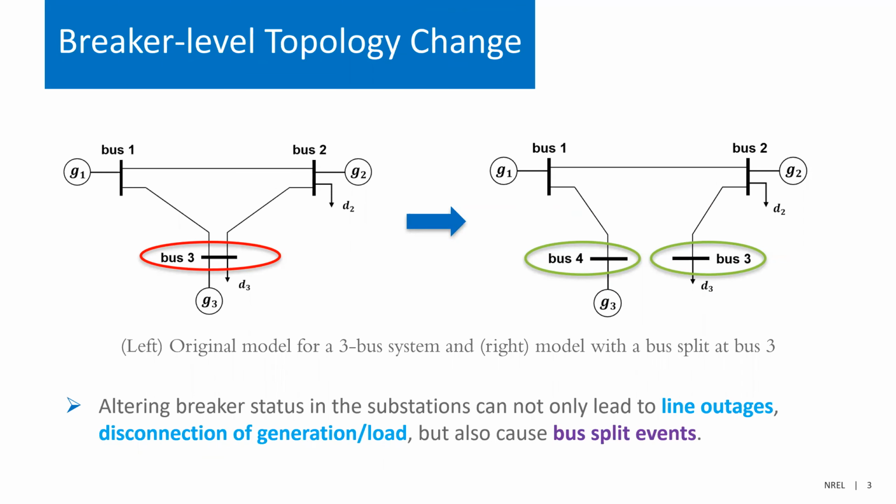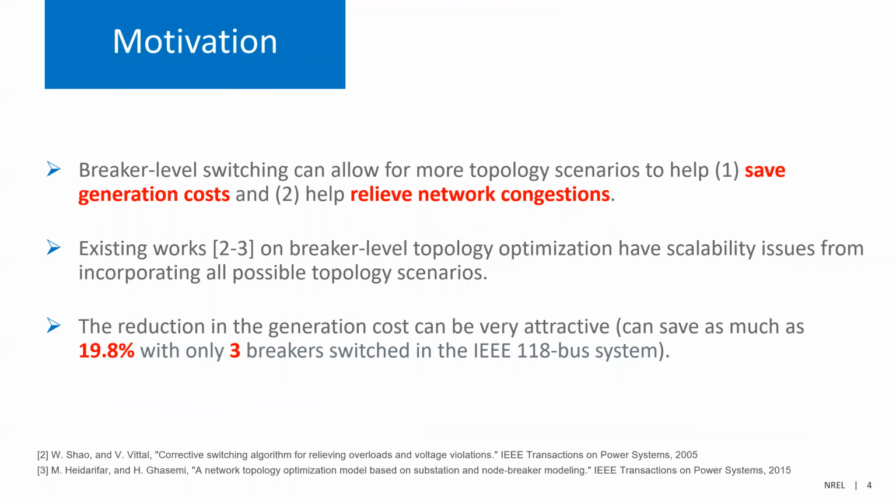As we know, altering the breaker status in substations can not only lead to line outages and disconnection of generation and load, but it can also give rise to bus split events. In these two figures on the left, it's a simple 3-bus system. After the bus split, we can find that the single bus 3 is split into two separate buses, bus 3 and bus 4. So this describes a simple example of a bus split.